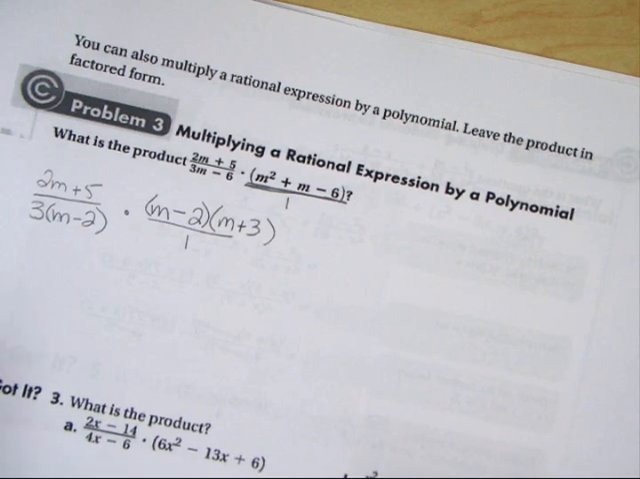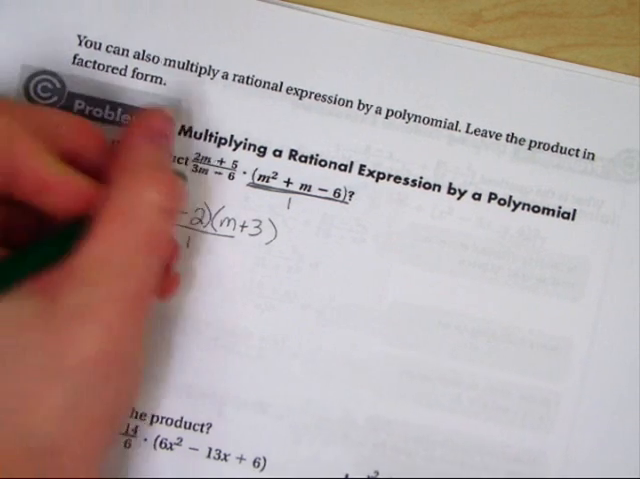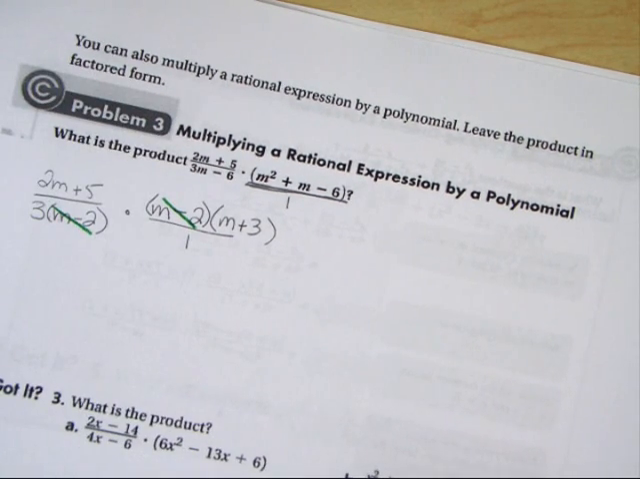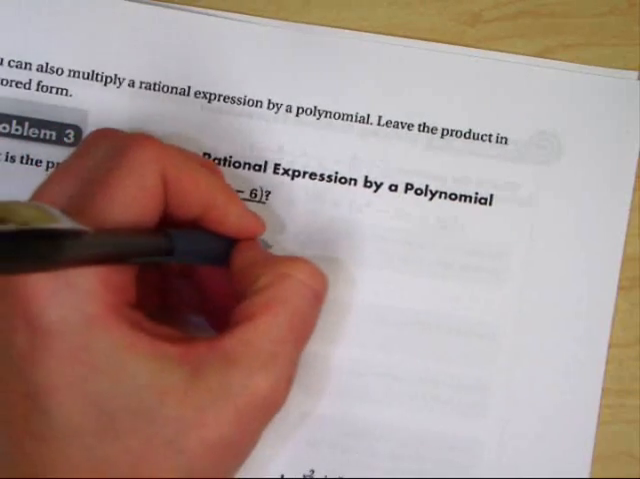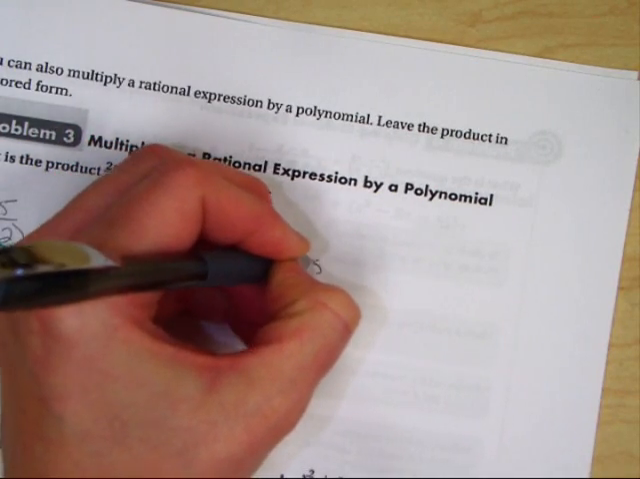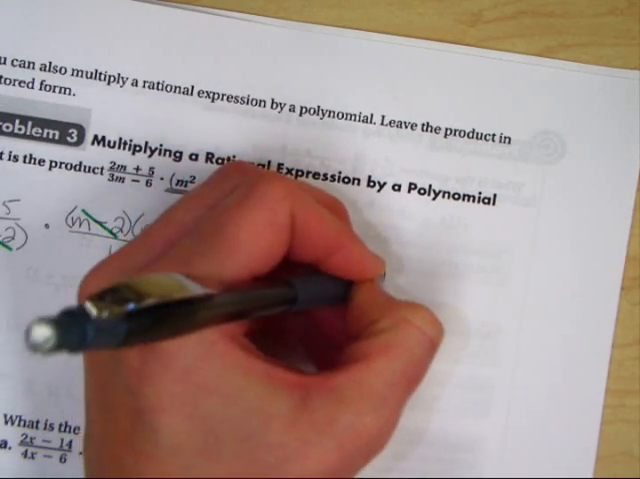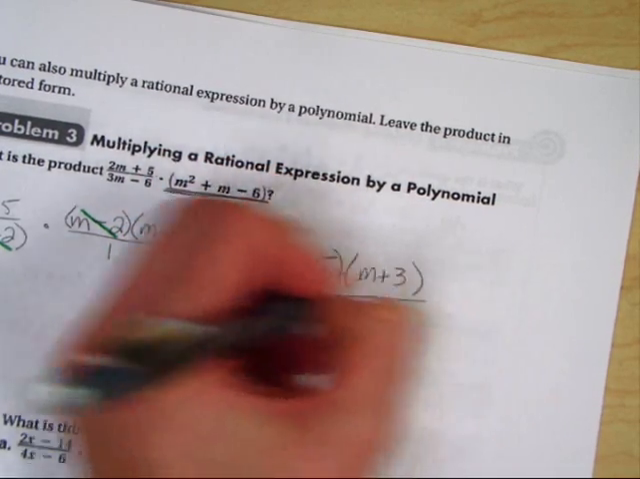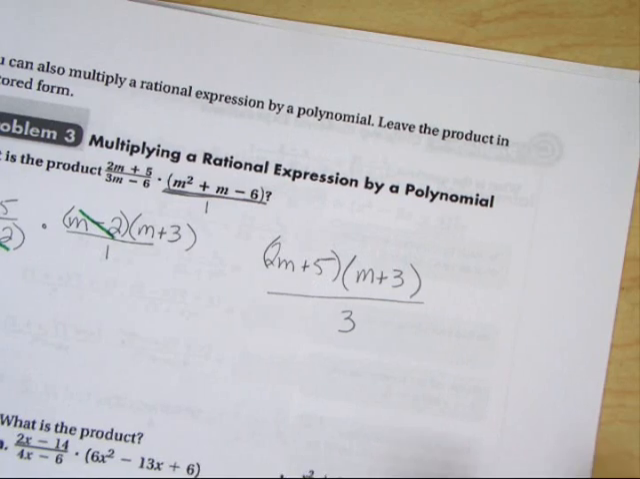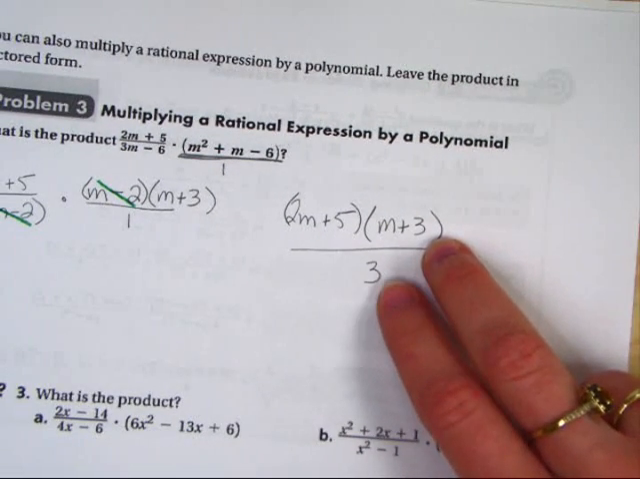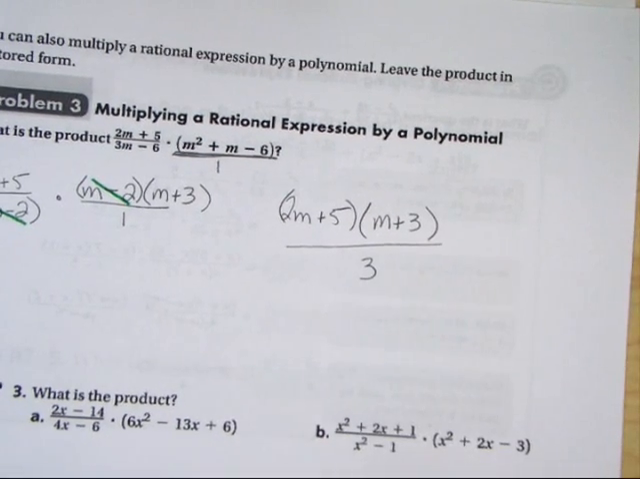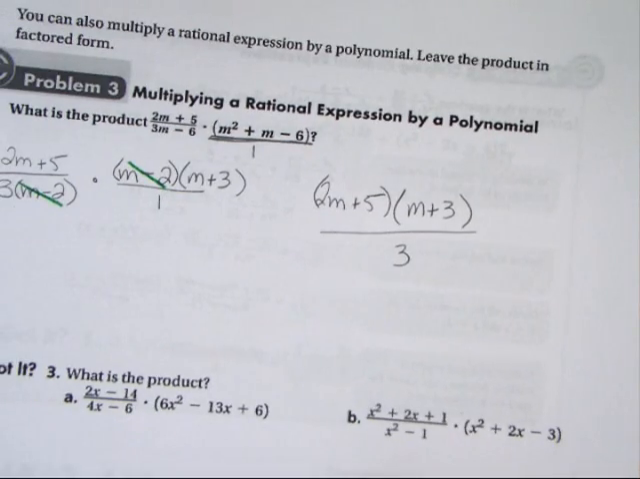Cancel what you can. I see an m minus 2 here and an m minus 2 here. That's all that cancels. I end up with 2m plus 5 times m plus 3 on the numerator. In the denominator, I get a 3. Please don't try to cancel those 3's. The bottom one's a monomial, the top one's part of a binomial. Let's do the got it's.